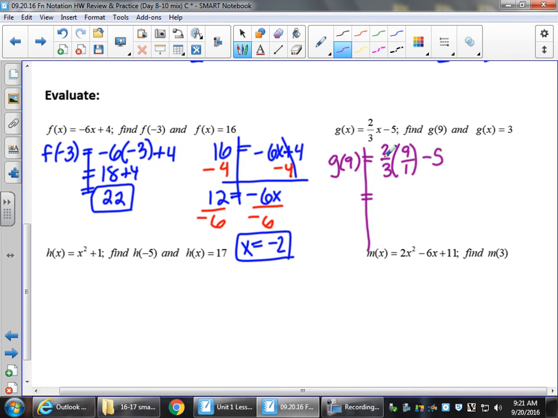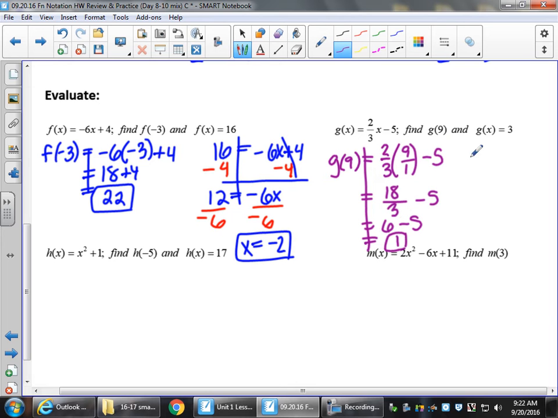Jeffrey? Yes, but how'd you get that? Let's not use your calculators, use our brains. How do we multiply fractions? Yeah, straight across. 2 times 9, 18. 3 times 1, 3. And then bring this down. And what's 18 divided by 3? 6. 6 minus 5? 1. That's it.